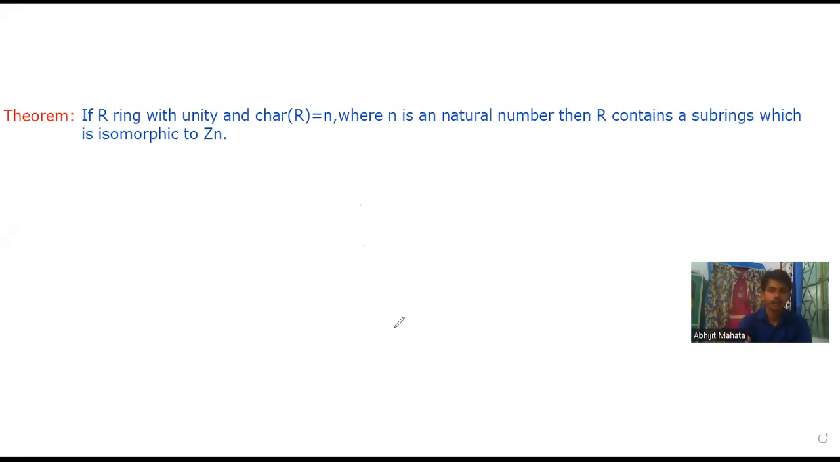So you can say it the other way: if you take a ring with unity and the characteristic of R is n, then inside R we have a copy of Zn. In mathematical language, R contains a subring which is isomorphic to Zn. So we'll prove it. Basically here we have to note 2 points. The ring is a ring with unity and it has characteristic n. Somehow we will use these two concepts. So the proof basically goes like this.